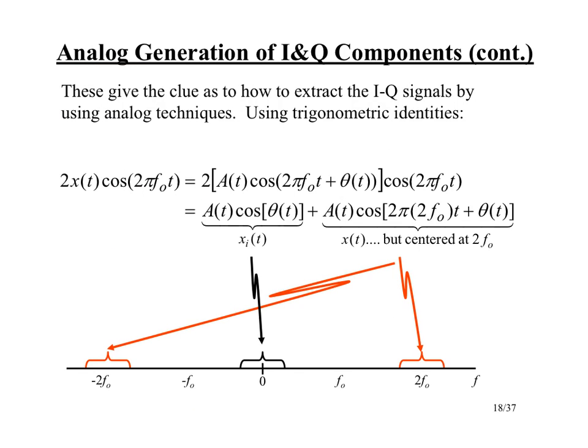So we get a clue by looking at this. We've got cosine, so we can play around with trig identities to try to extract these things. So we're putting a 2 out in front. You'll see why, as a convenience to make sure we get the right amplitudes. But basically, we're taking x of t and multiplying it by a cosine at some frequency f0.